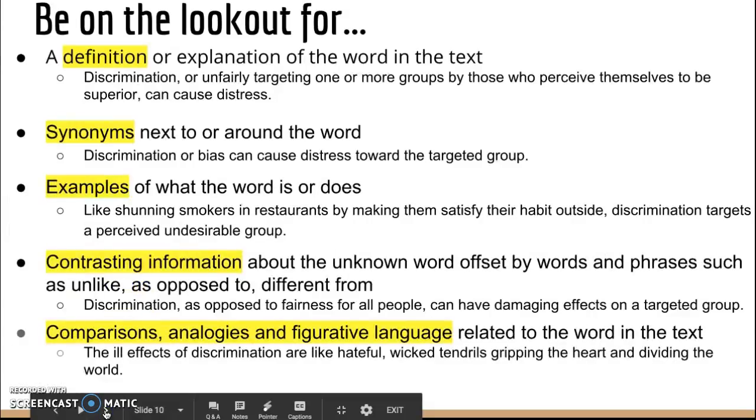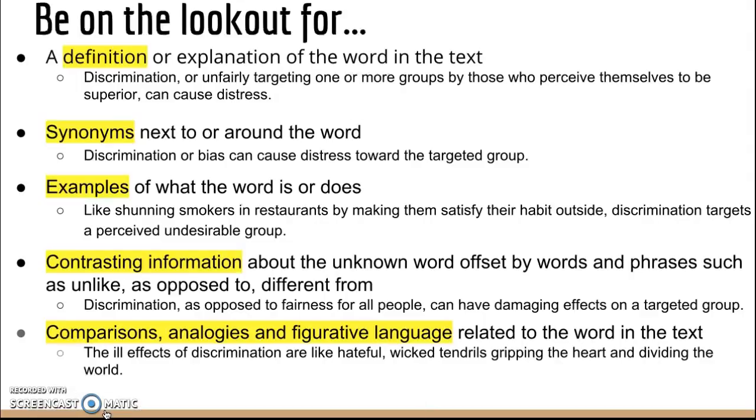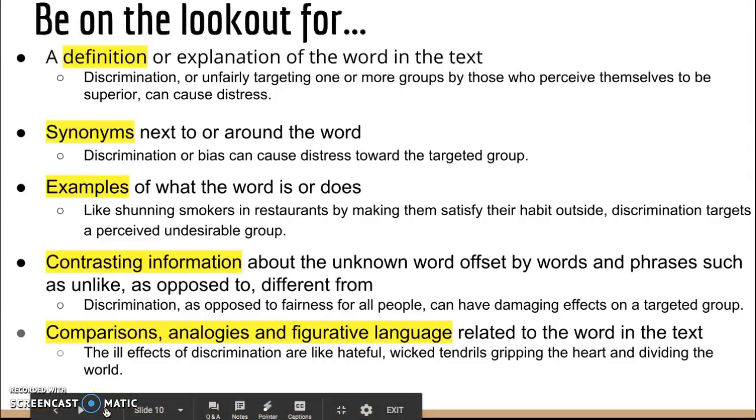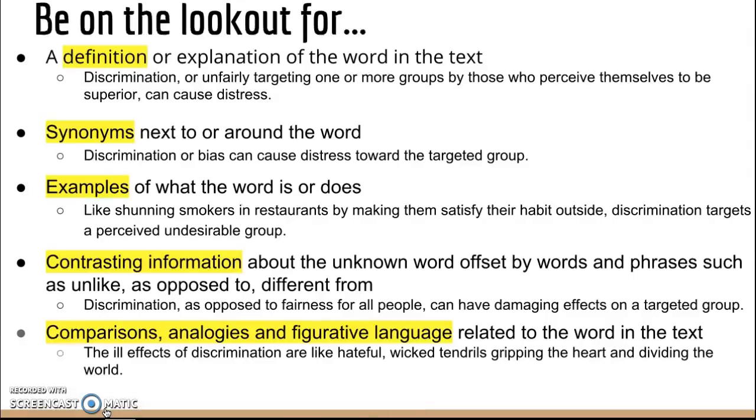Now, there are some helpful hints that you can look for in these different situations. Oftentimes, there might be a definition or explanation of the word in the text. There might be synonyms next to or around the word. Sometimes there are examples of what the word is or does right there in the sentence. Sometimes there's contrasting information, where they give you one example and then they give you an example that's meant to show the opposite. Finally, we can look for comparisons, analogies, and figurative language related to the word in the text. Now, all in all, these aren't necessarily going to be there, but they're good to be aware of because they can give you a much faster grip on the word.